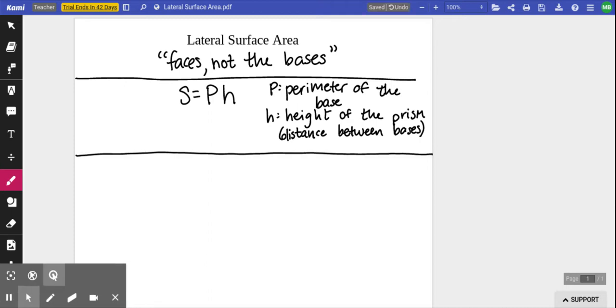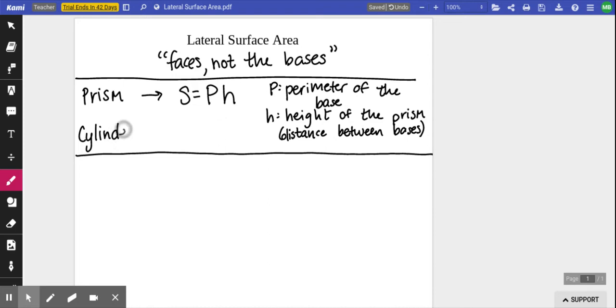This formula will work really well anytime you have a prism. The only exception to this formula is whenever you're using a cylinder. And really, it's the same formula, it's just that instead of using P for the perimeter of the base, the perimeter of a circle is actually called circumference. So we exchange this capital P for the formula of the circumference of a circle. So our lateral surface area is 2 pi r, that is our circumference of a circle, times the height of the cylinder.